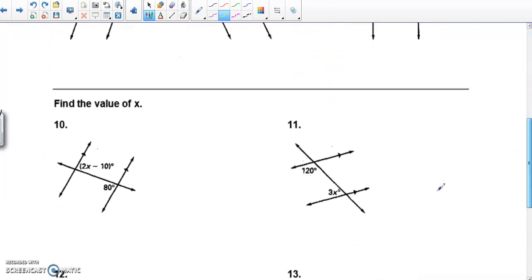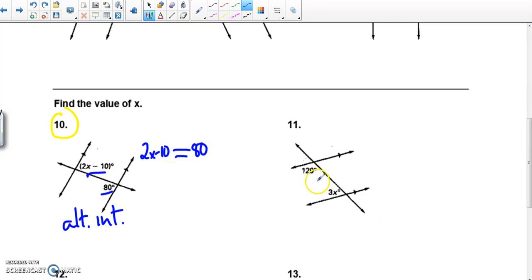On your homework tonight, you will see a question like number 10. If it helps to turn your paper sideways to see the angles a little better, it might help to always look at them like that. But you need to identify the relationship. These two angles are alternate interior, so you'll just set them equal. 2x minus 10 equals 80, and you solve for x.